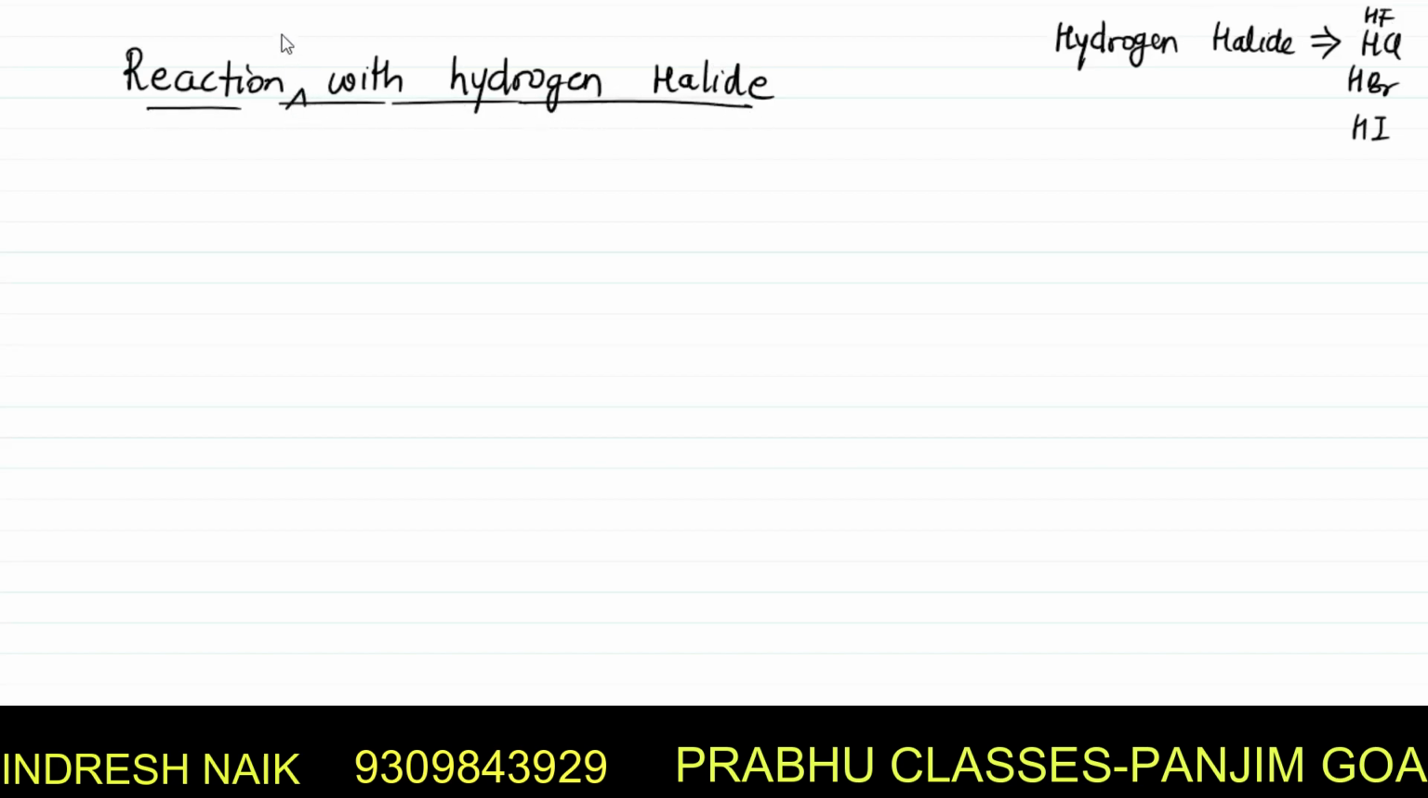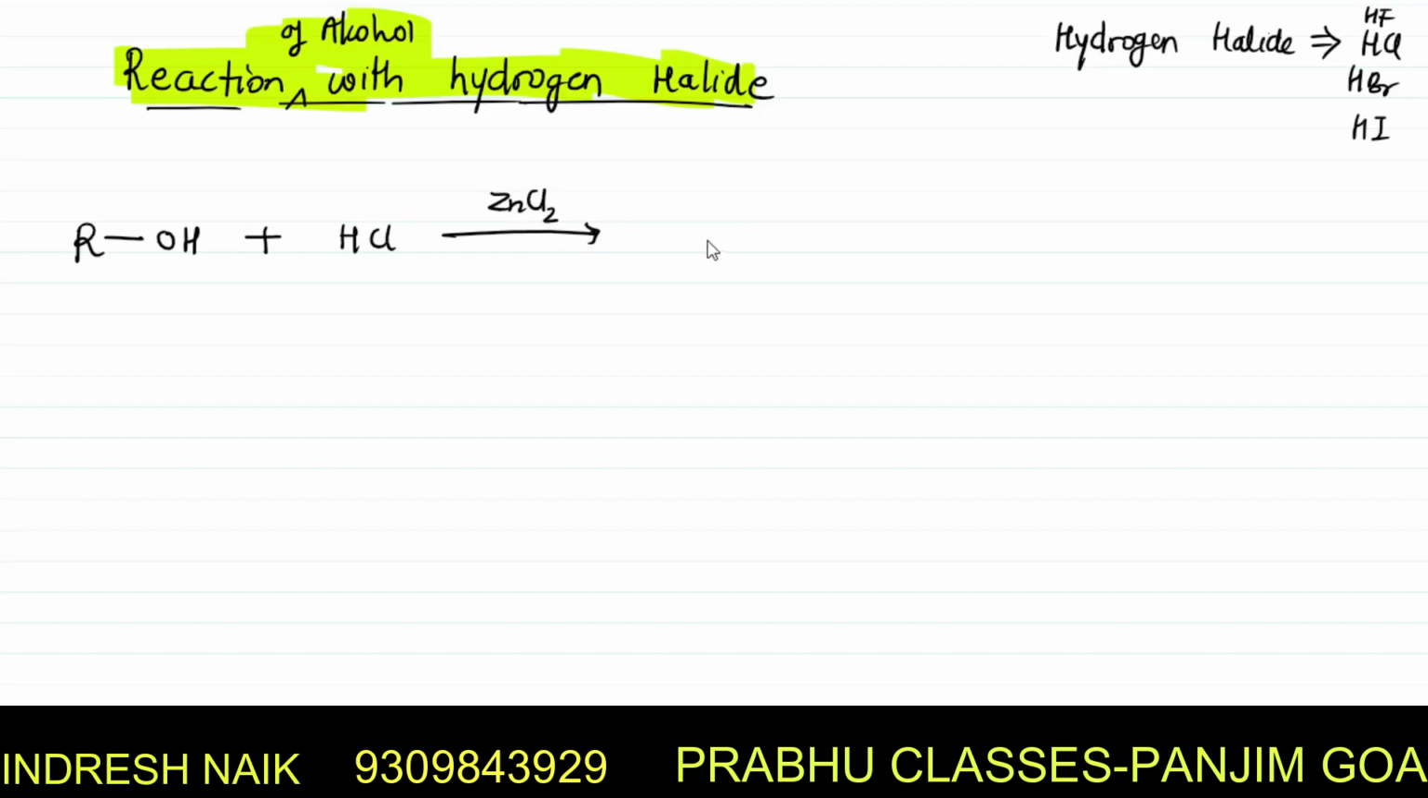So we are going to do reaction of alcohol with hydrogen halide. I'll write the reaction first. This is alcohol. This is HCl, and this is ZnCl2. What you get is RCl plus H2O. This is the reaction we have done in haloalkanes and haloarenes also. There we learned this reaction as the preparation of alkyl halides. Here we are learning the chemical property of the alcohol. This reaction, I'll make some highlights of this.